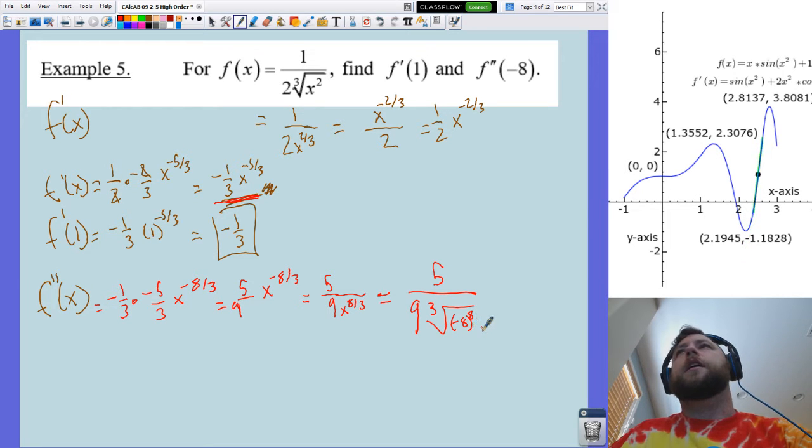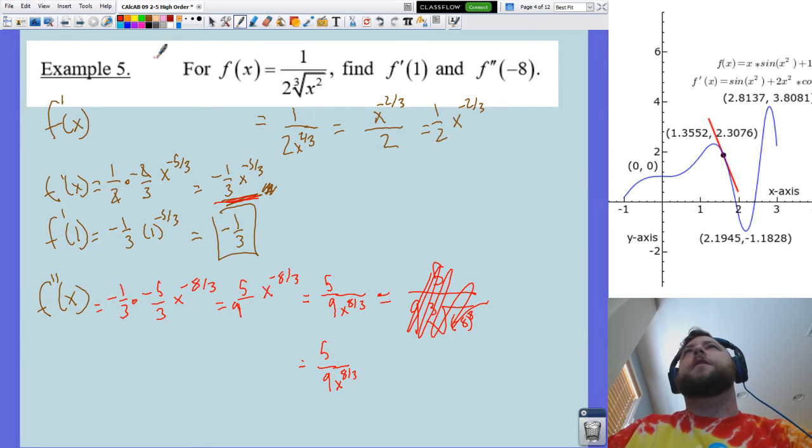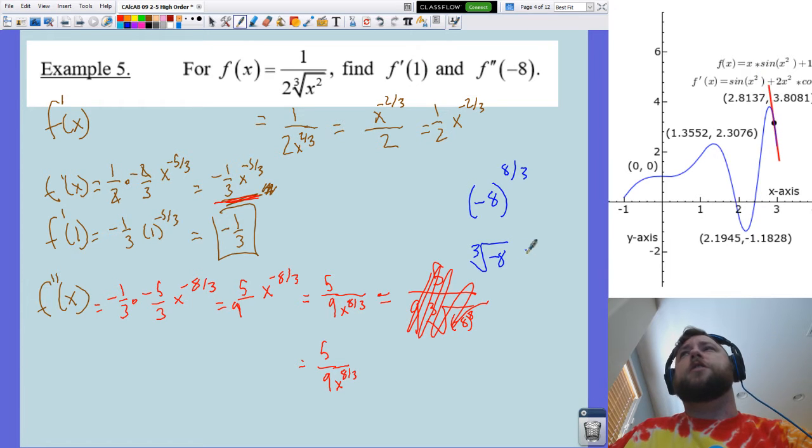Yeah, because we're plugging in negative 8. Actually, I don't want to deal with this. I want to deal with plugging it in right here. So we have 5 over 9 x to the 8/3. What you have to find, I want to do on the side over here. This is kind of a weird thing. You don't do it too much. Negative 8 to the 8/3 power. When you have a rational exponent, I want to root it first. So I'm going to take the cube root of negative 8. The cube root of 8 is 2.